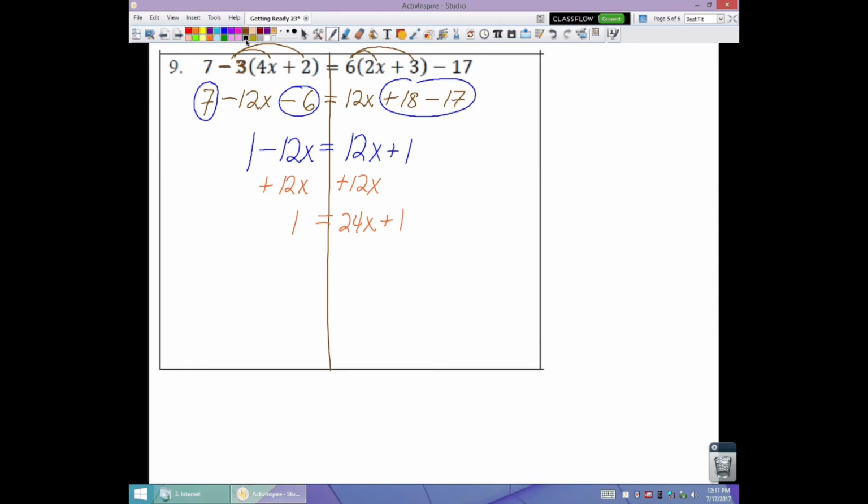Subtract the 1 on both sides. So 0 is equal to 24x. And if I divide both sides by 24, I'm left with x equals 0. That does not mean there are no solutions. That means there is exactly one solution, and that number is 0.